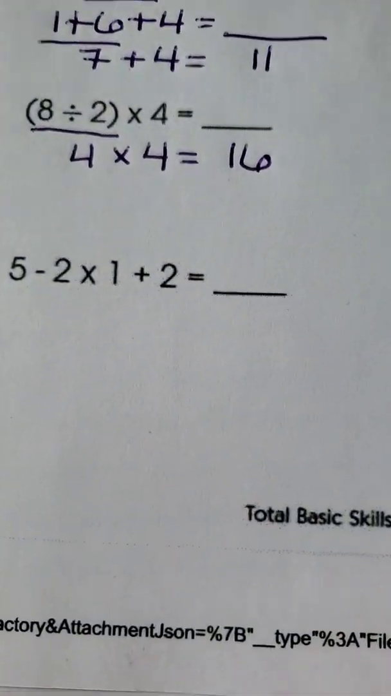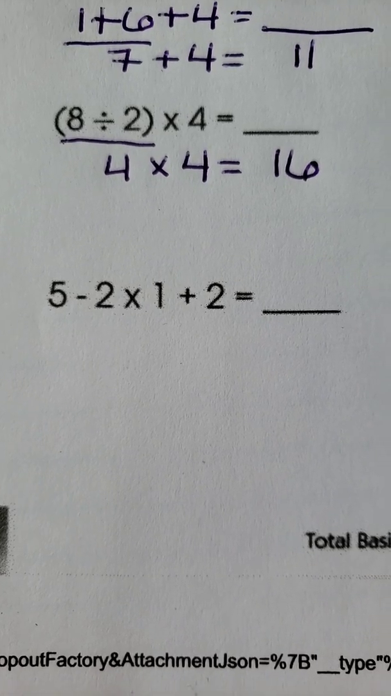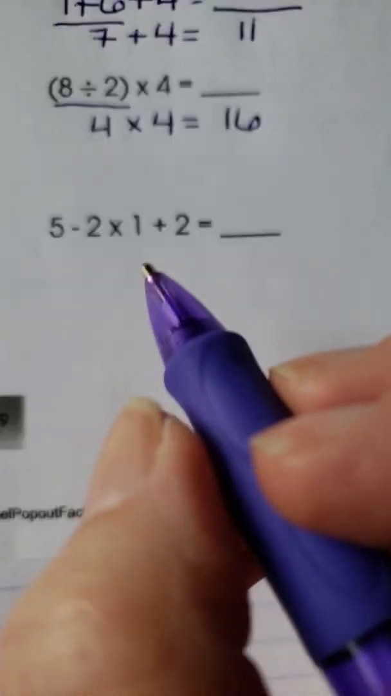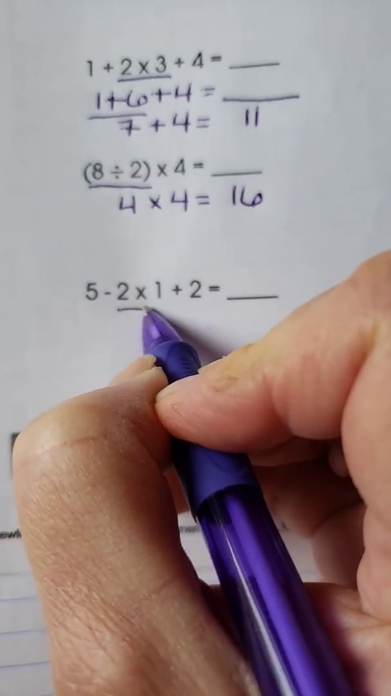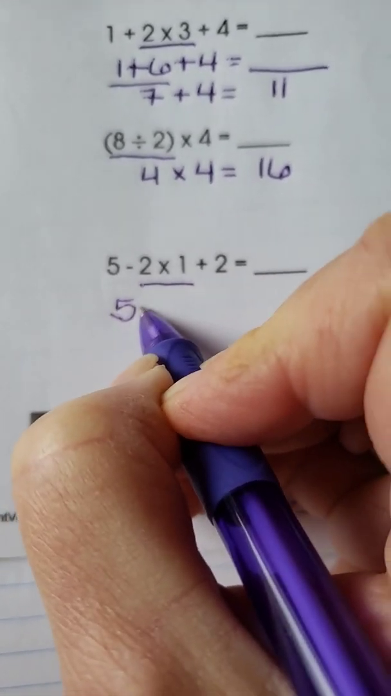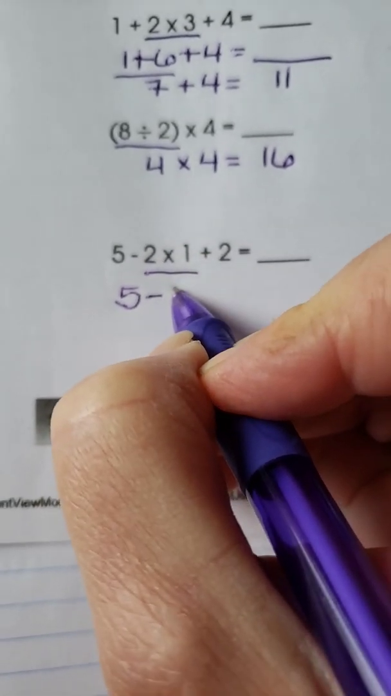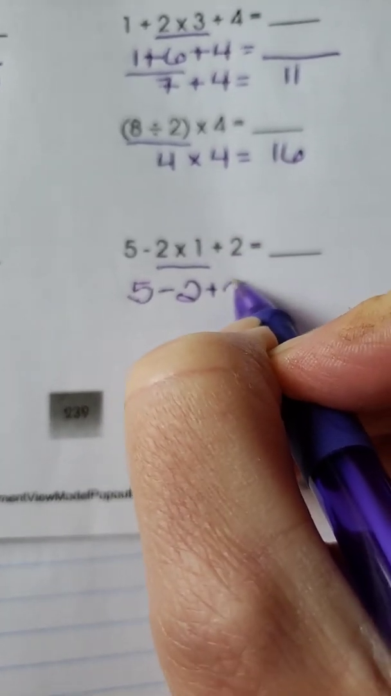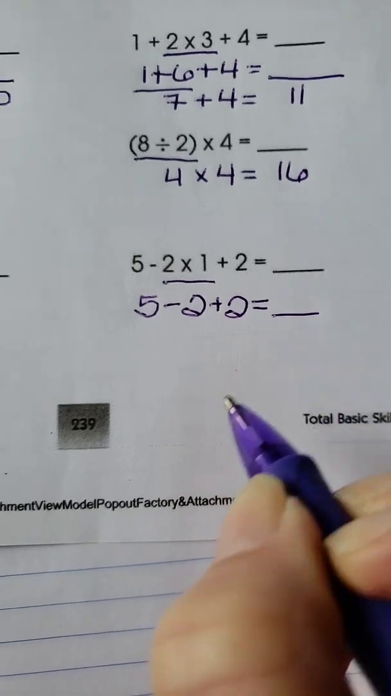And the last question I have for an example is 5 minus 2 times 1 plus 2. There's no brackets, so the next part that we would go to would be the multiplication. So 2 times 1. So I write the part of the question I'm not using. 5 minus, what's 2 times 1? Or 2 groups of 1 is 2. And then I write the plus 2 that I'm not using yet. And that equals something I don't know.